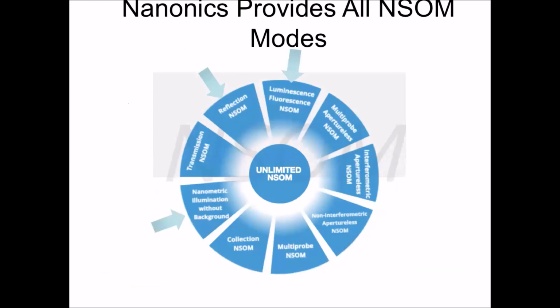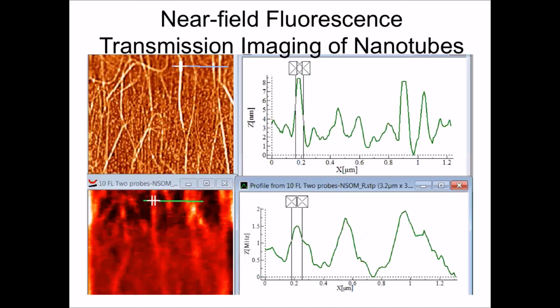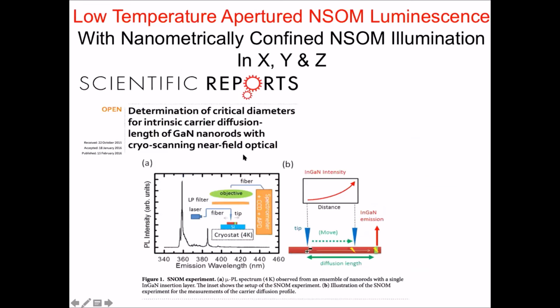Now we are going to speak about luminescence, fluorescence. Okay? And here is an example. We even make low temperature systems. This is an indium concentration in indium gallium nitride, and in gallium nitride, I'm sorry. So you have indium and gallium nitride, and the indium is diffusing.